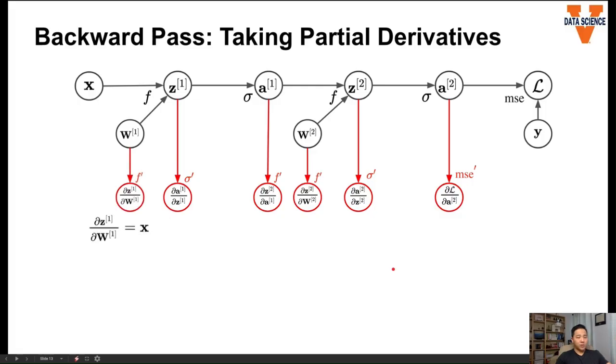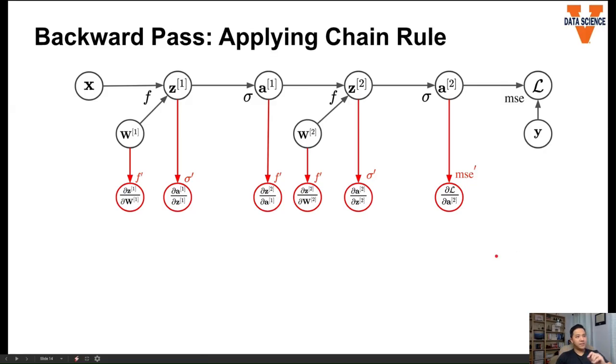So far so good. Just do some calculus, partial derivative, no problem. The next step is quite important. The next step is to apply chain rule. And we just saw the chain rule slightly a couple of slides ago, but now we can combine different partial derivatives here to construct a chain rule, right?